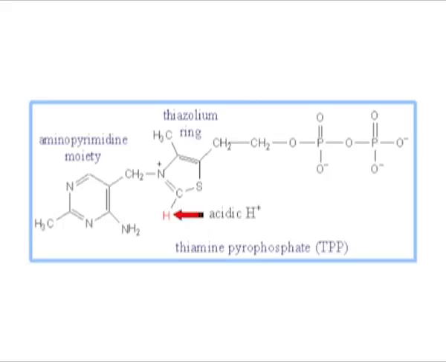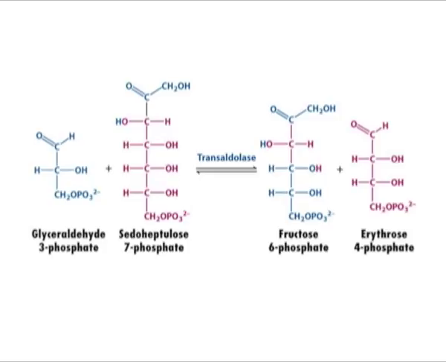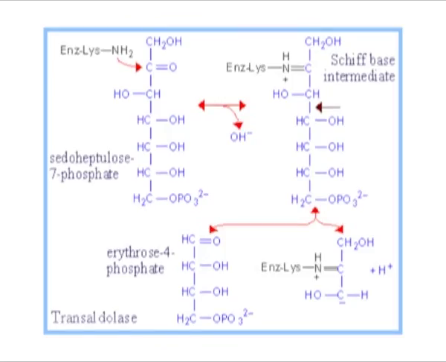Thiamine pyrophosphate is used to stabilize a 2-carbon carbanion intermediate. Step 4. Glyceraldehyde 3-phosphate and sedoheptulose 7-phosphate are further converted to fructose 6-phosphate and erythrose 4-phosphate by transaldolase. Transaldolase catalyzes transfer of a 3-carbon dihydroxyacetone moiety from sedoheptulose 7-phosphate to glyceraldehyde 3-phosphate.